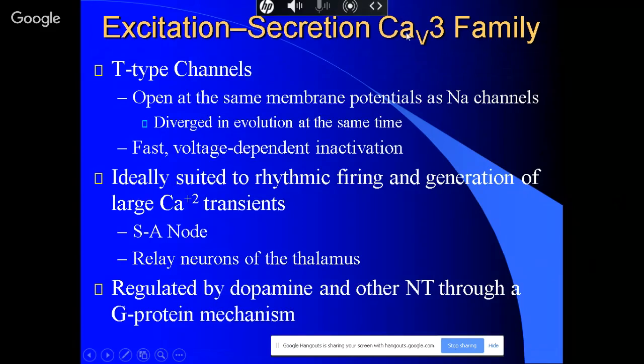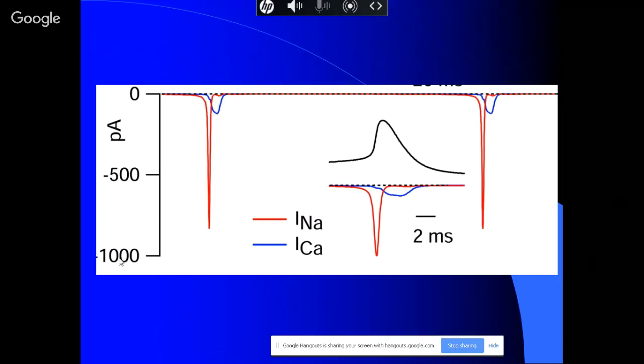Finally, you have the T-type channels, which is the Cav3 family, and these look open at the same resting membrane potential as the sodium channel. They are very fast. They're very voltage dependent. They're ideally suited to doing things like oscillating, so rhythmic firing. The SA node and the relay neurons of the thalamus are where they hang out, highly regulated by catecholamines and other neurotransmitters through G protein mechanisms. So I hope by this time the whole system is coming together, and you're going, I get it, move on. Okay, so we'll move on.